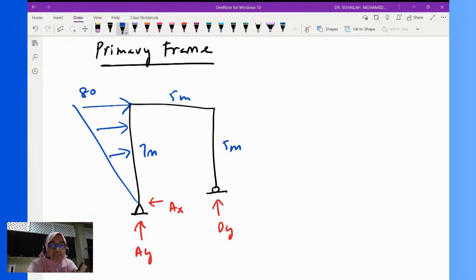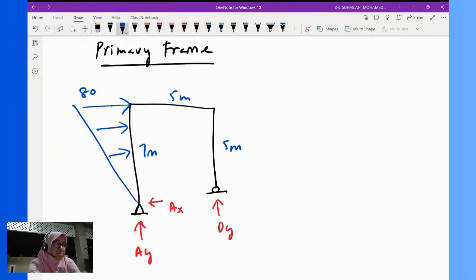Okay, so the first system to analyze is the primary frame, and we analyze the primary frame in order to get the moment equation, and to have the moment equation we must have the reaction first. So that is why we have to calculate the reaction. We calculate the reaction at pin support A, pin because we removed the moment at A, and roller at D because we have removed DX from D.